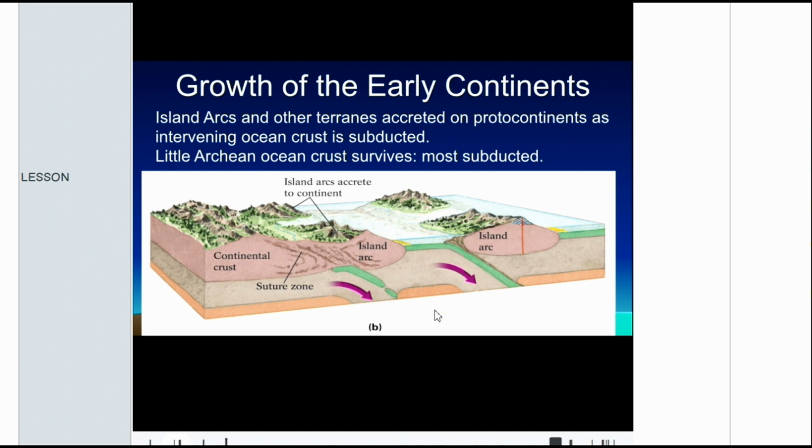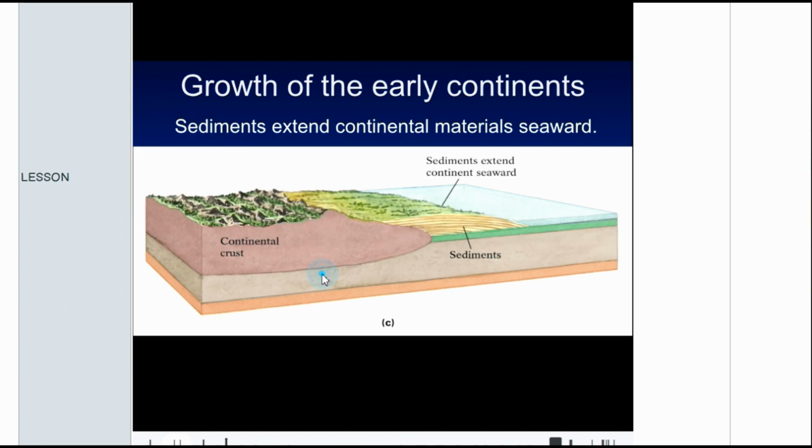You'll have some parts that will go underneath. Sometimes they'll just run into each other and move up and form mountains. But as they slam into each other, they're going to join together. And this is how we form continents. Eventually, it'll look like this with a solid piece of crust. And then you have sediments and things that are kind of flowing out into the ocean. So this is where you'll have your sandy beaches and that kind of thing.